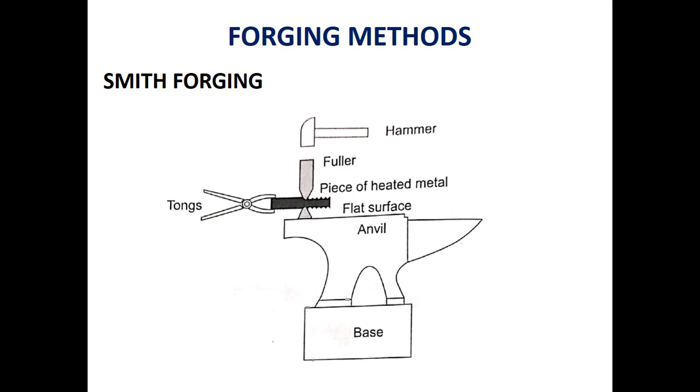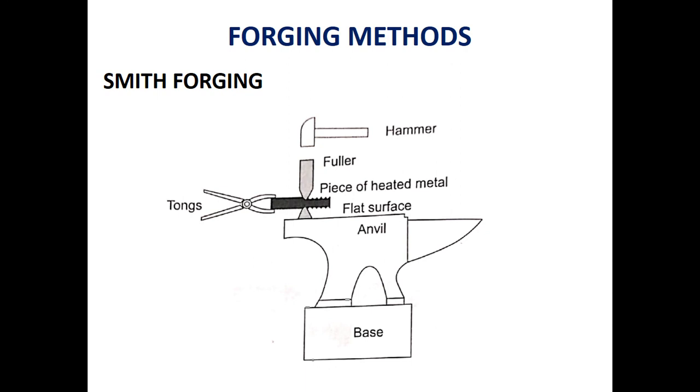So Smith forging involves heating the workpiece in a blacksmith furnace and hammering the workpiece over the surface of the anvil. That's called hand forging or Smith forging. Actually, this is a traditional forging operation. To get the required shape, the operator has to manipulate the component between the blows.